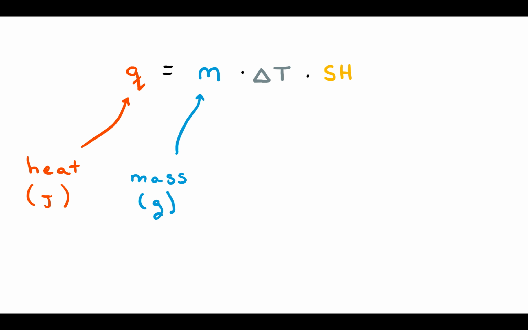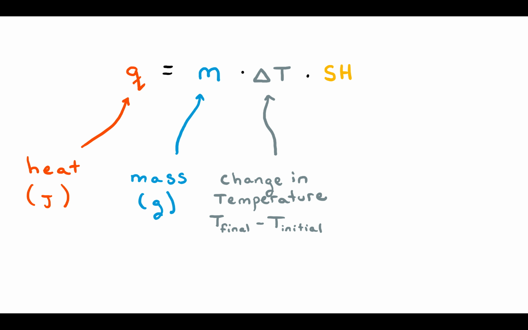The triangle in delta T is an uppercase Greek letter delta, so that's really read delta T. And that means the change in temperature. So the T is standing for temperature, and that triangle, the uppercase Greek letter delta, is standing for change. So that's really the final temperature minus the initial temperature. And the temperature is going to be in degrees Celsius.